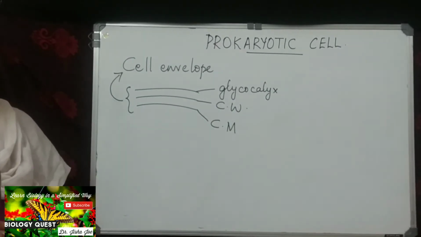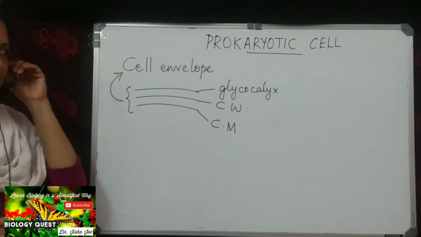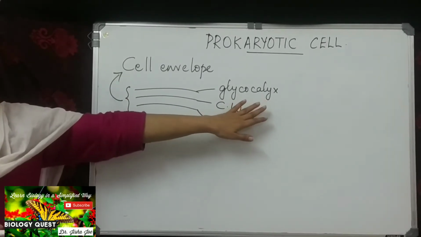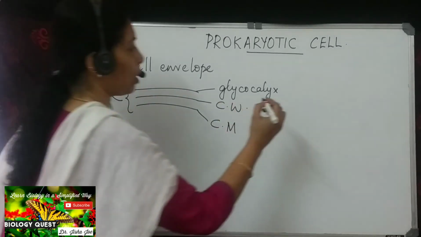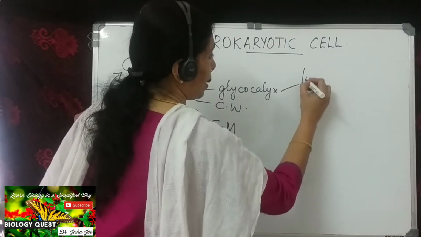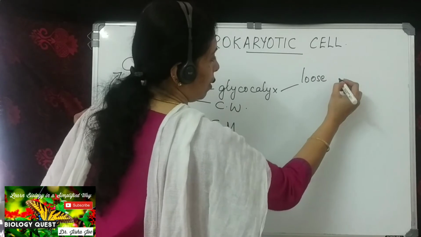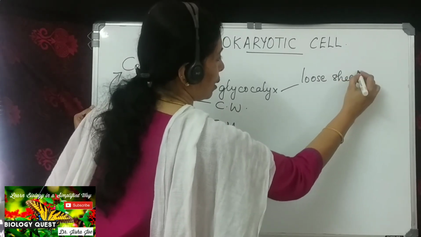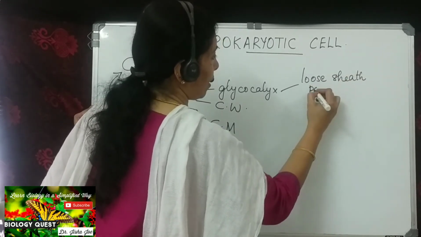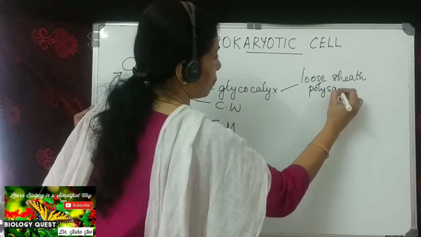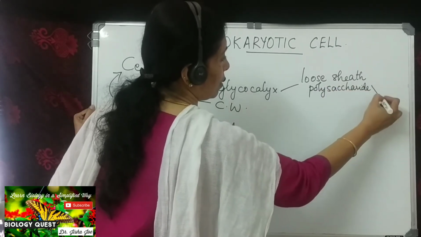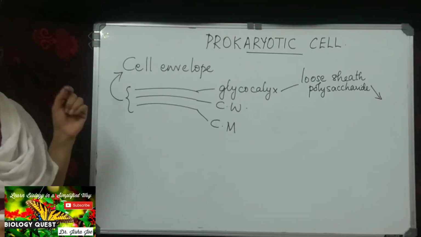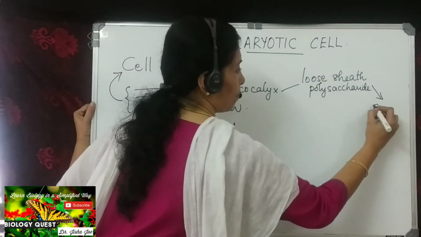Now, in some bacteria, this glycocalyx layer is a loose sheath and is made up of polysaccharide. When it is a loose sheath made of polysaccharide, it is called a slime layer.